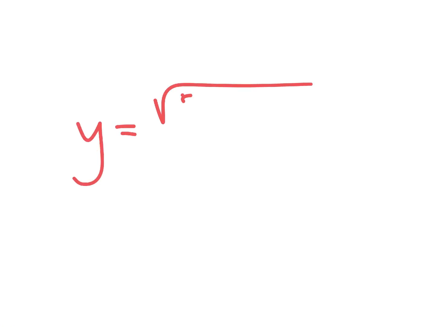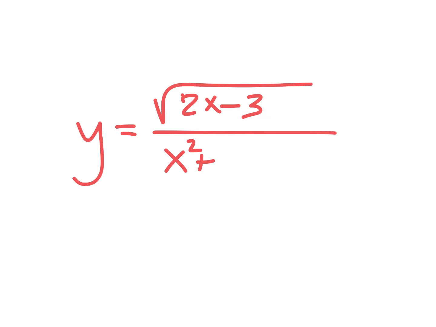Square root of 2x minus 3 over x squared minus 4x plus 3. Sorry, it took a little bit to give birth to that one. Find the implied domain of that one, and it is nasty. But we test on this level of nastiness.